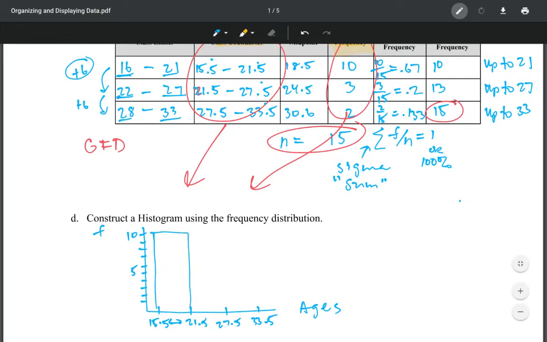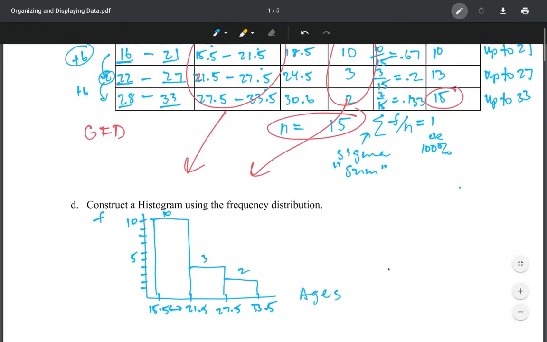21.5 to 27.5. This is going to be my second class. I've got 3 there. 1, 2, 3 lines up right here. And then finally that third class has 2. So 1, 2 looks like this. You'll also sometimes see these with the frequencies labeled on top, just for an easy read. So this is our histogram.